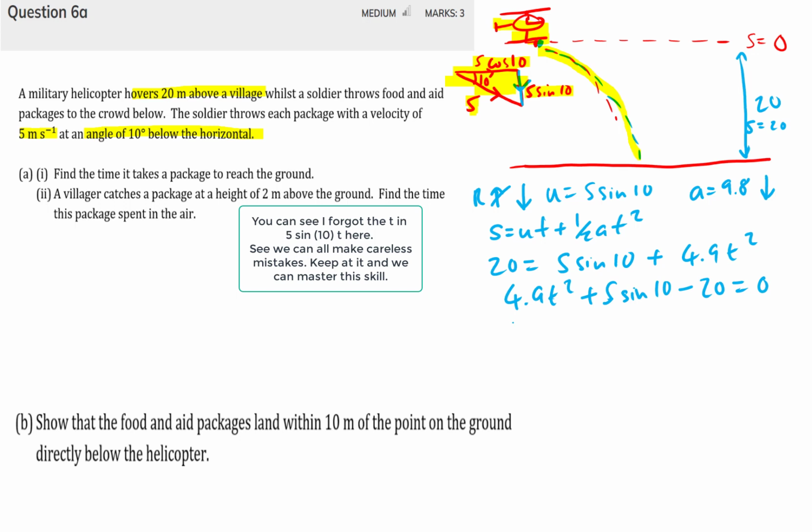Now we're going to get two answers, a negative answer of minus 2.11, which we could ignore, and the second time is t equals 1.93 seconds, which is, in the context of this question, t equals 1.93 seconds. Okay, and it's seconds because it's meters per second. And that's three significant figures.